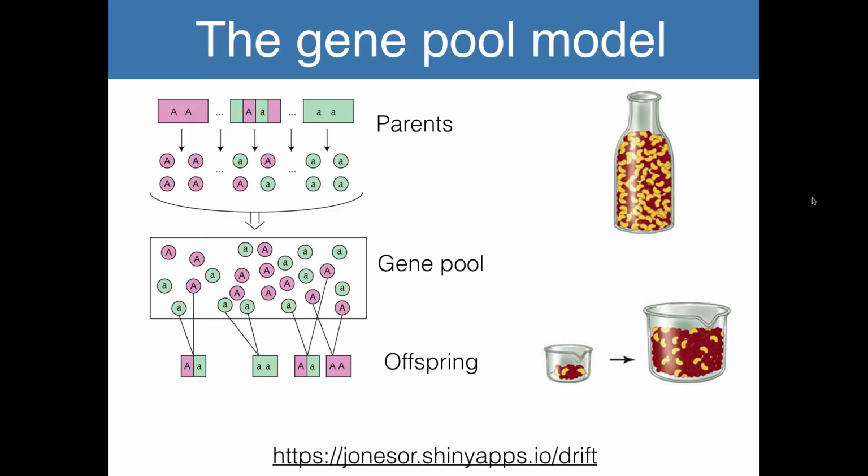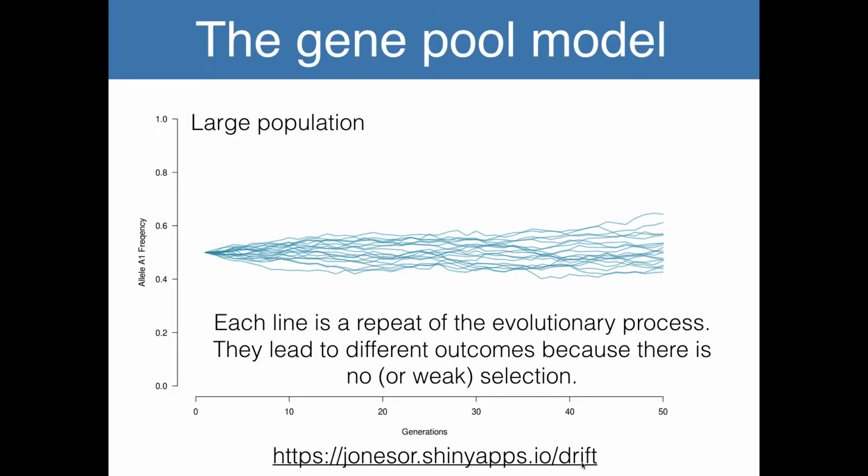I've made a simulation of this, which you should be able to get to if you follow this link here. But this is what it shows. You can play with it later. So on the horizontal axis is time in terms of generations, and on the vertical axis is allele frequency. So this is genetic material. And the idea is that there's two alleles, A1 and A2, and this just shows A1, and the frequency of A2 will be 1 minus that.